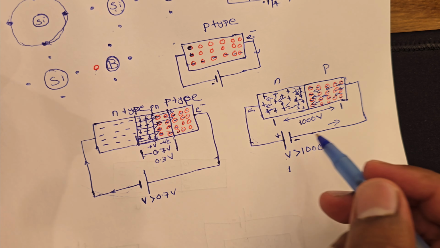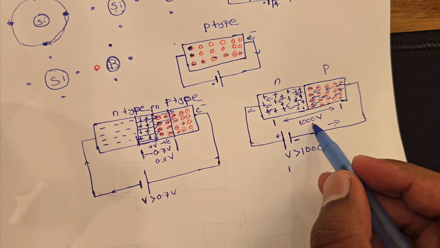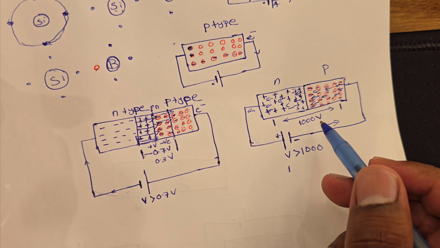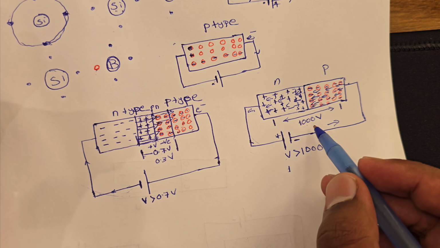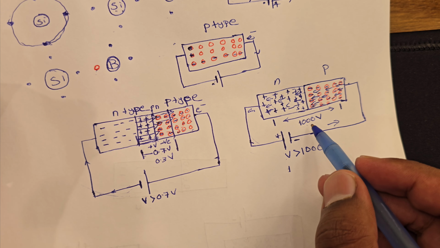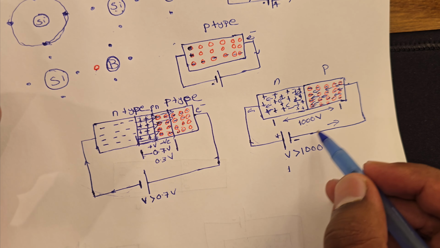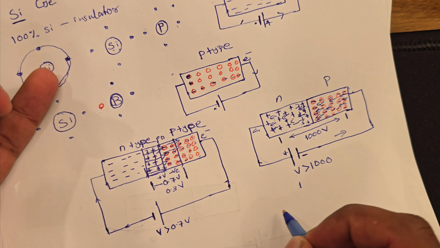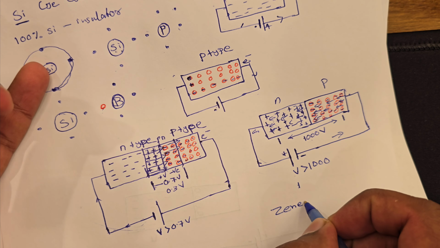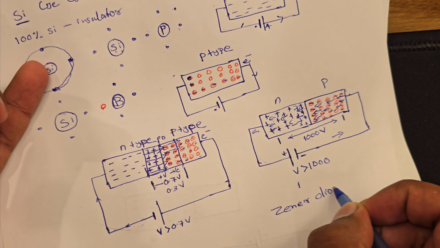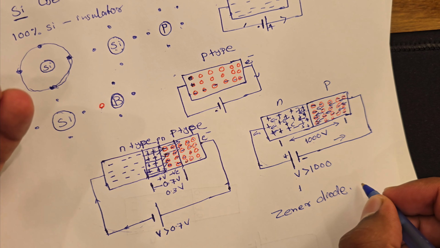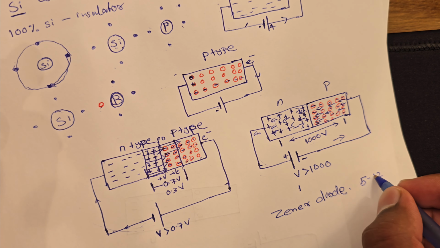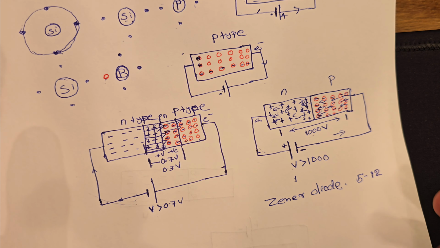But there are a few diodes with a very small reverse breakdown voltage, like 5 volt or 12 volt. It is designed that way, with a very low reverse breakdown voltage, and these are called Zener diodes. Zener diodes have some applications. Usually their reverse voltage is like 5 to 12 volt or 30. It depends on how it's designed.